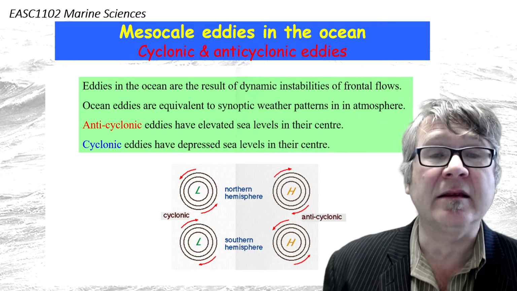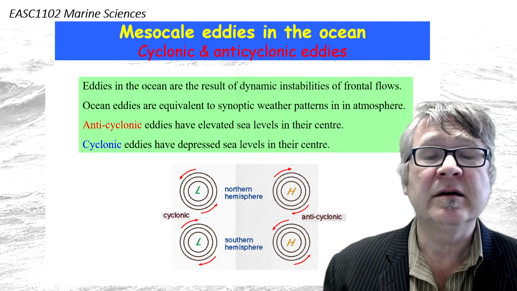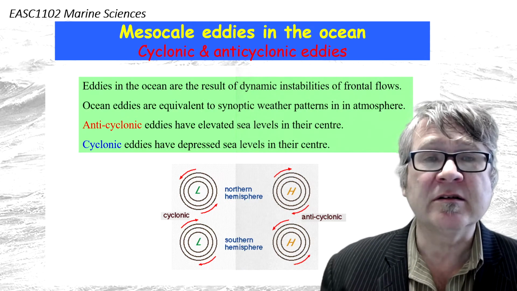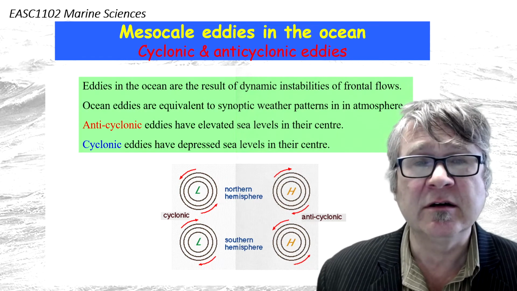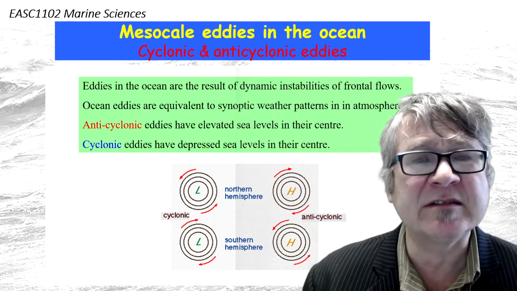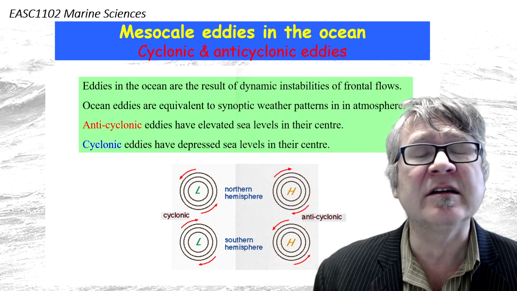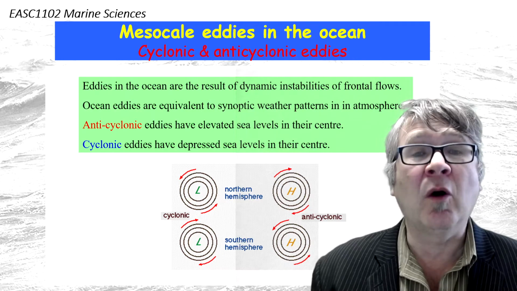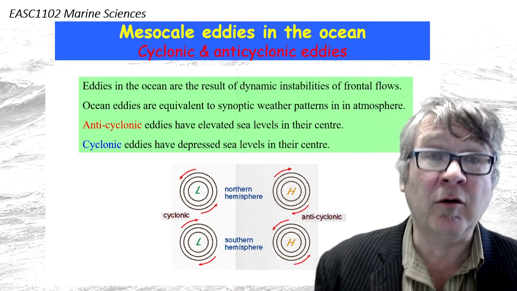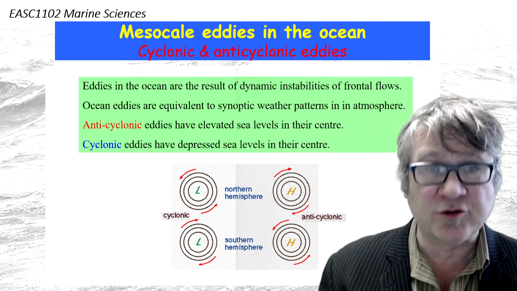What cyclonic means is that there's a low pressure center. It's an eddy which has a low pressure center. What do I mean by that low pressure? It means that the sea level in the center is a little bit lower. It can be only a few centimeters. It's often sufficient to produce relatively strong flows.